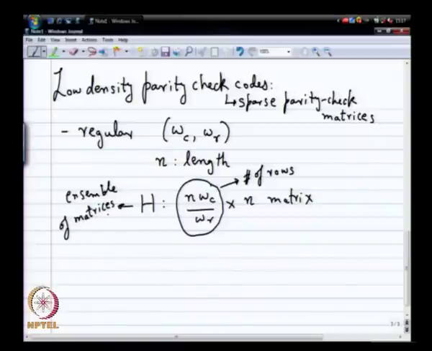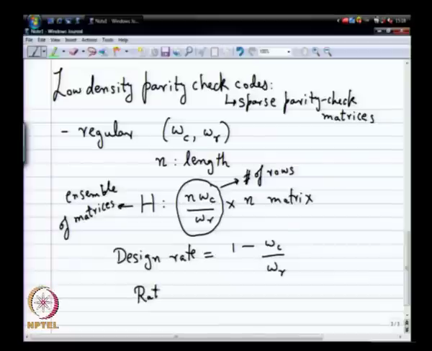So, we will see later that these ensembles of matrices share some properties, particularly under certain types of decoding, they share some good properties. So, it makes sense to think of them together as one ensemble. From a design point of view, important issues are what values you should take for WR and WC, etc. One parameter there is the design rate, which is simply 1 minus WC by WR. It turns out the rate of the code is always greater than or equal to the design rate.